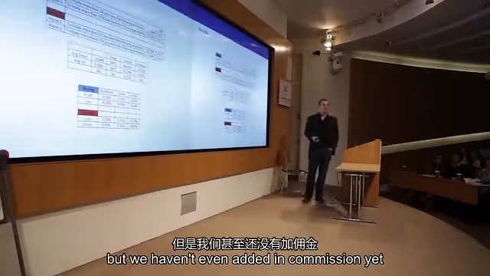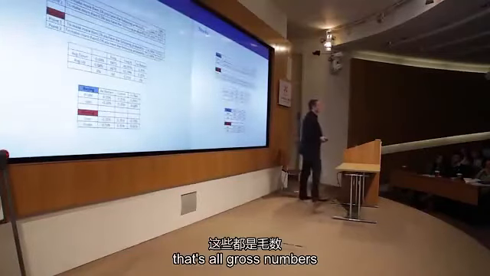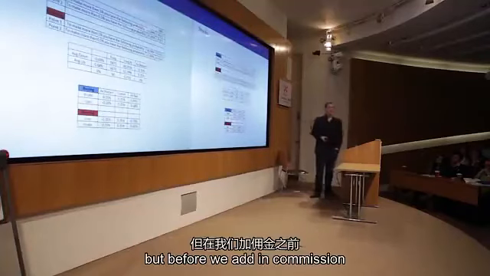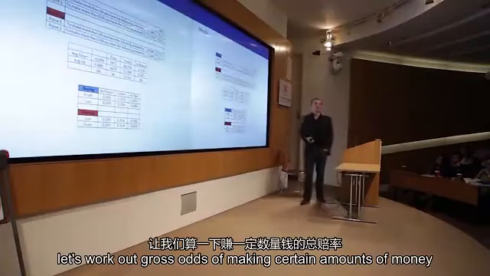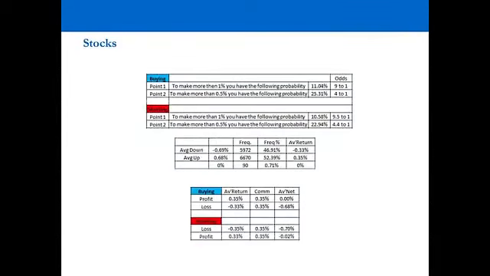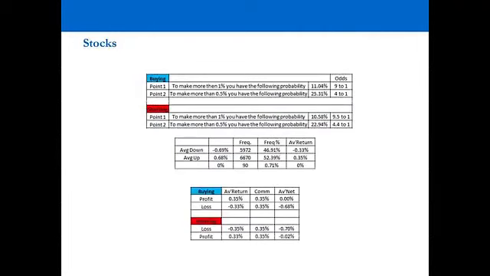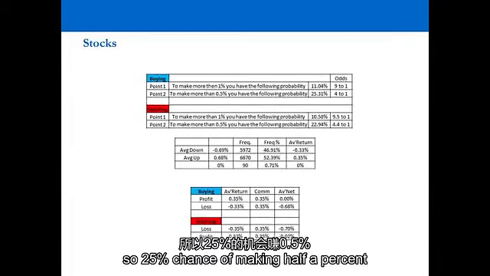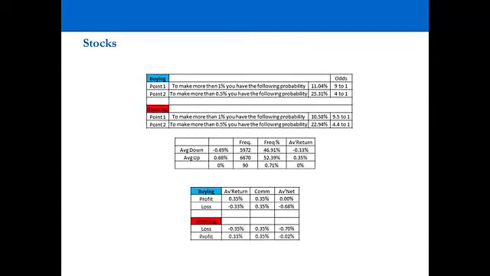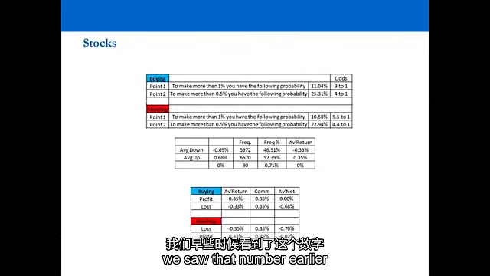But we haven't even added in commission yet. That's all gross numbers. But before we add in commission, let's work out gross odds of making certain amounts of money. So if you'd have bought on the open with the intention of selling on the close every day for the last 50 years, the probability of you making 0.5% was a 4-to-1 shot against. So 25% chance of making 0.5%. To make a percent, the odds were 9-to-1, 11% chance. We saw that number earlier.